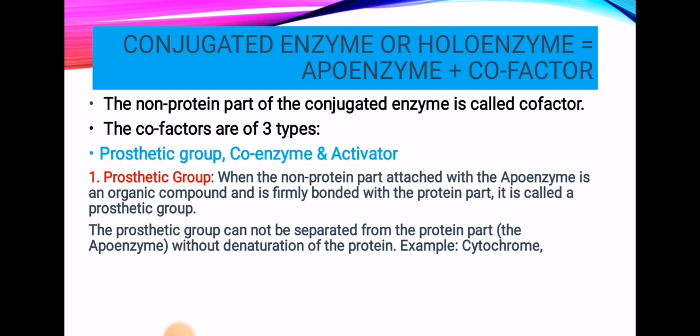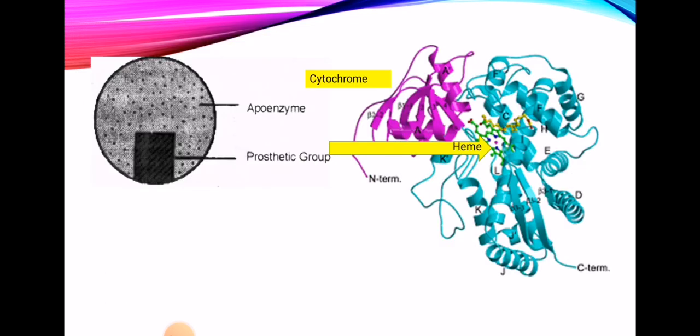So the non-protein part of the conjugated enzyme is called cofactor. The cofactors are of three types: prosthetic group, coenzyme, and activator. So what is this prosthetic group? When the non-protein part attached with the apoenzyme is an organic compound and is firmly bonded with the protein part, the apoenzyme, without denaturation of the protein. An example is cytochrome. So here you can see the apoenzyme along with the prosthetic group. In this cytochrome ribbon diagram, you can as well see the heme part, which is forming the prosthetic group of these cytochrome enzymes.